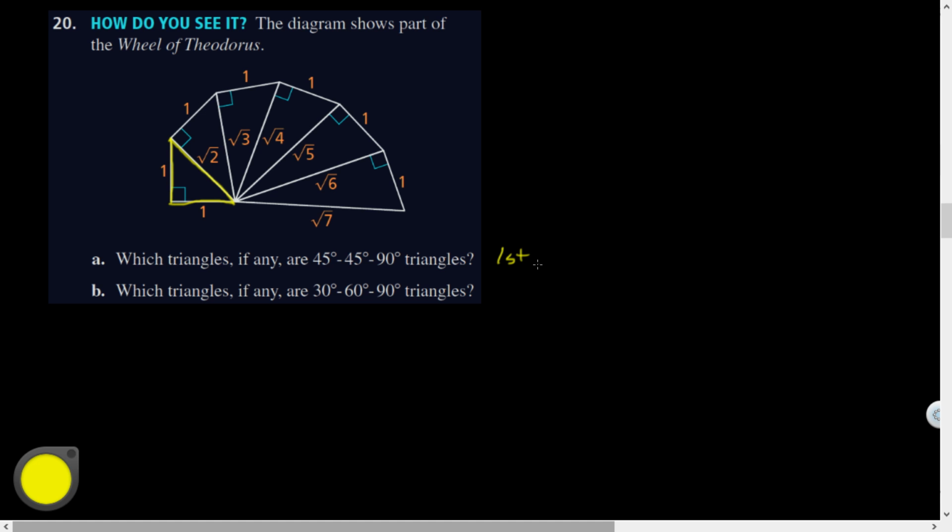Any others? No, I don't see that happening, considering one of the legs always happens to be 1. How about 30-60-90? The third one. I like it. So this is the square root of 3, which is the square root of 3 times longer than that. And what is the square root of 4 the same as? 2. So yeah, that one was like stealth hiding in there. 30-60-90. Not bad.